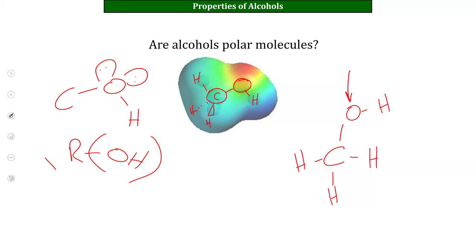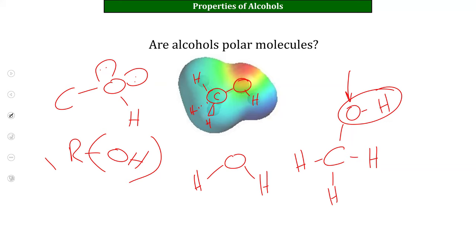Because water can make, remember that this right here, that's what makes it polar, but that's also what allows it to make hydrogen bonds, right? And hydrogen bonds are a stronger intermolecular force than regular polar bonds. Water has even more ability to make hydrogen bonds because it has two of those OH bonds.